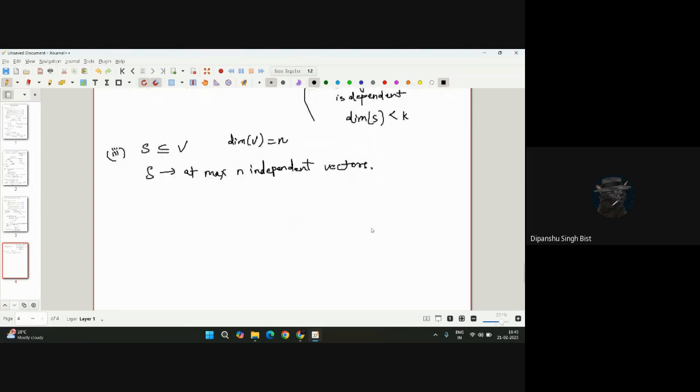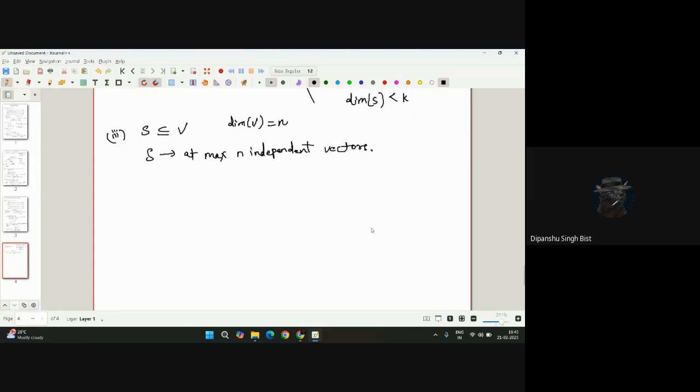So is it true or not? I'll show one example and then you say. Let's say we are going with R2 first. So I'm taking S from R2, any set from R2. I'm taking random vectors: (1, 1), (1, 0), (0, 1), (3, 4).